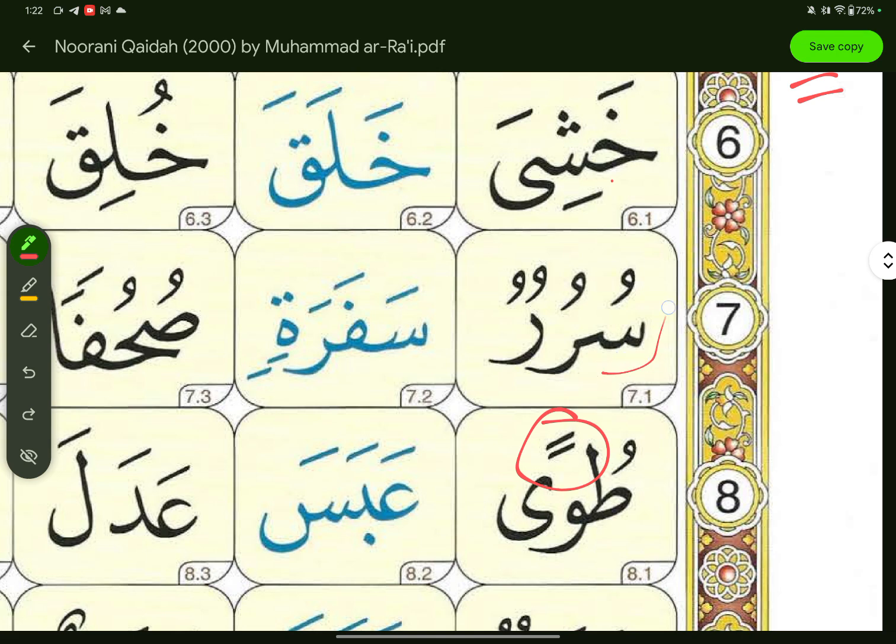So remember this letter here that you had a little problems with? This one right here? Alright, this was Sheen, right? So this one without the dots. You see the same shape? It goes like this.